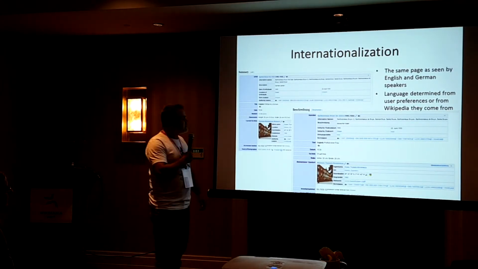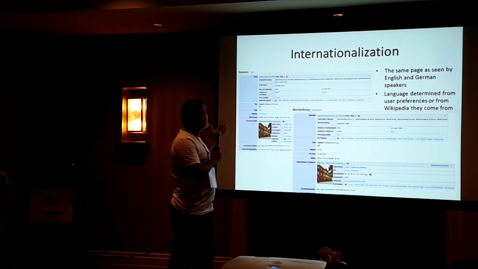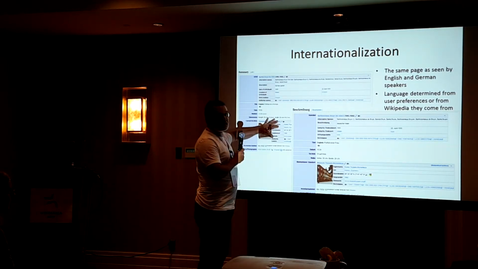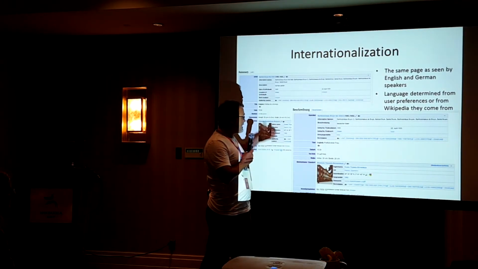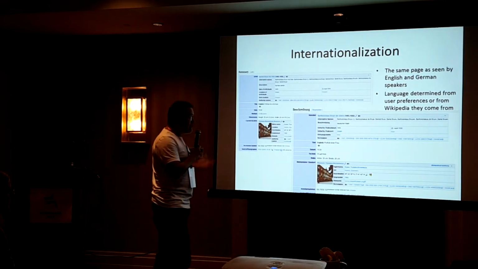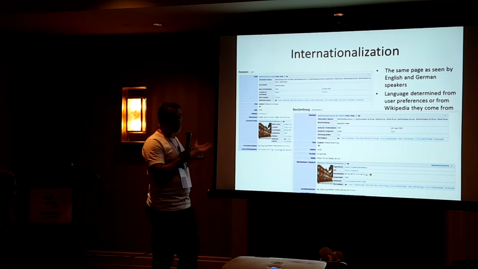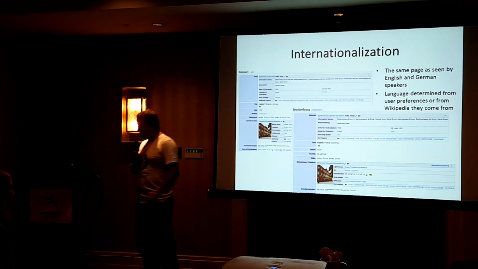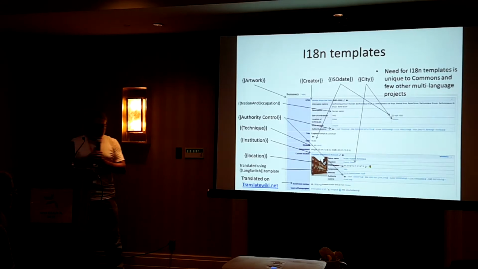Internationalization. This is the same page, but what it's going to look like if you came from English-speaking Wikipedia, or maybe English is your preferred language, and German-speaking. So the same page is going to show a totally different text depending on your language preference. And that's something that Commons is pretty serious about trying to make sure that it happens.